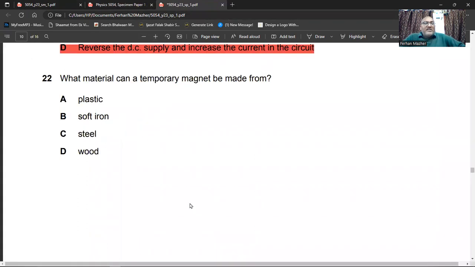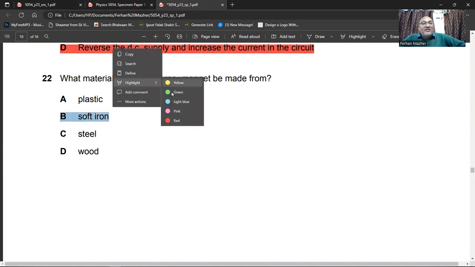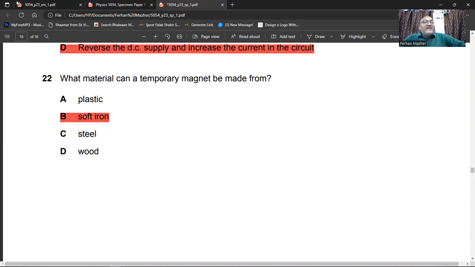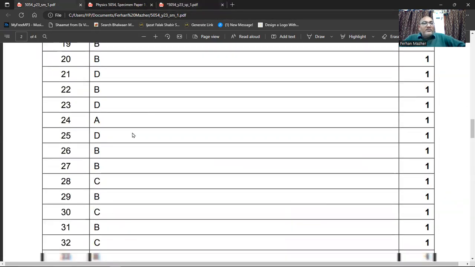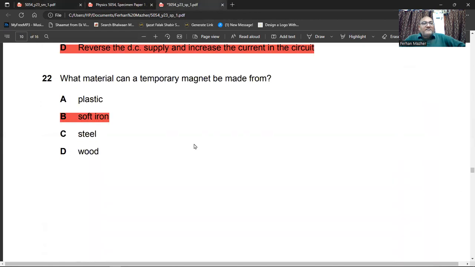Okay, so the next question is, what material can a temporary magnet be made from? Temporary magnets are normally made from soft iron. So plastic, no. Steel, no. Wood, no. Steel is used to make permanent magnets. So I think B is the right choice. Question number 22, B is the right choice, sir.